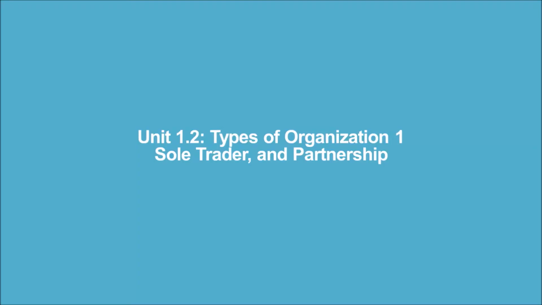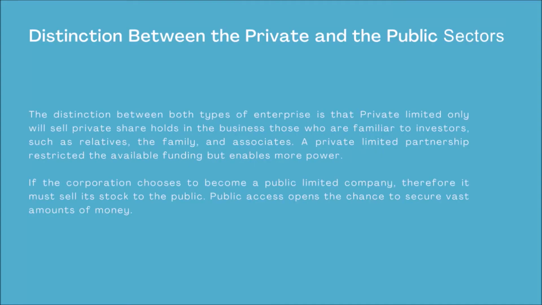Unit 1.2, Types of Organization 1. Sole traders and partnerships. Distinction between the private and the public sectors. The distinction between both types of enterprise is that a private limited company will only sell private shareholdings in the business to those familiar to investors, such as relatives, the family, and associates. A private limited company restricts the available funding but enables more control. If the corporation chooses to become a public limited company, it must sell its stock to the public. Public access opens the chance to secure vast amounts of money.